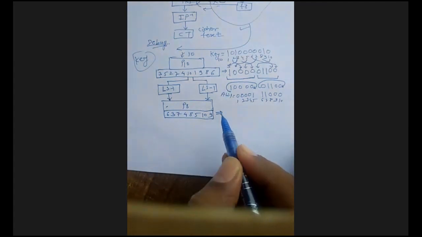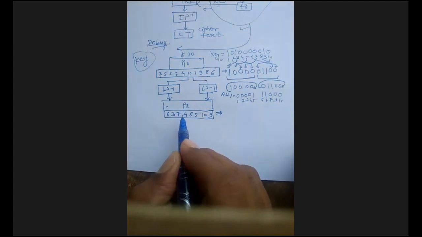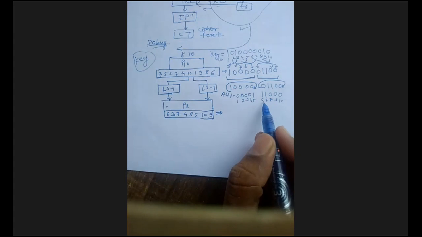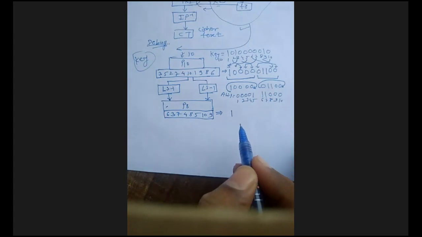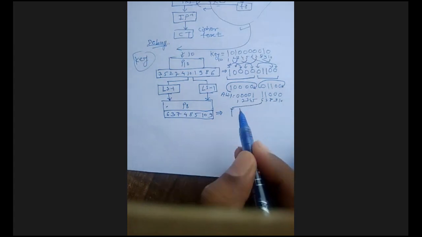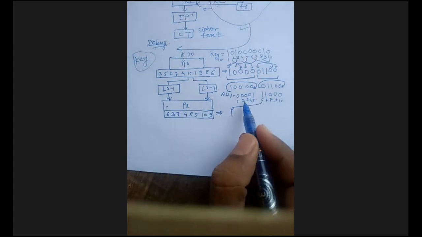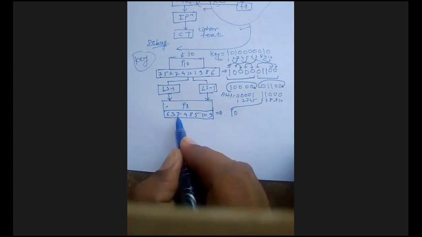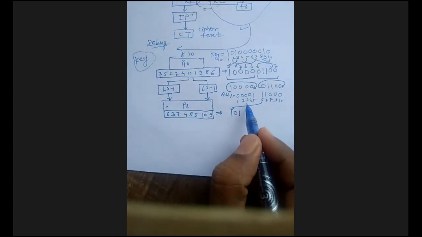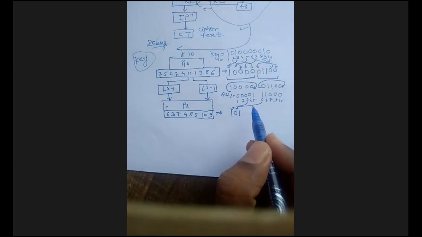Now suppose I have to use this P8 digit number. So what is the value? First 6. So 6 value is what? 1. So I have to put 1 over here. Okay, so this 6 I have to shift over here. Then 3's value is what? 0. Then 7 value is what? 1. Okay, so 3 I have to shift so that you can understand. Then 7 again I have to shift like this.